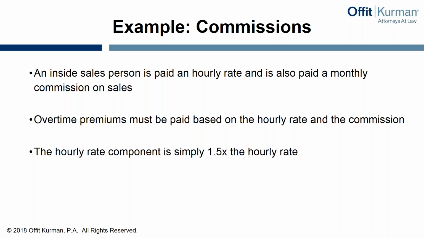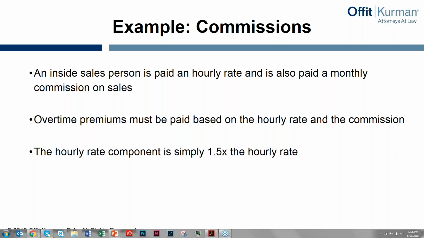So just on the base pay component, or the hourly rate component, $10 an hour times 40 hours is $400. $15 an hour overtime premium times 10 overtime hours is $150. That's a total of $550 just based on the hourly rate portion.